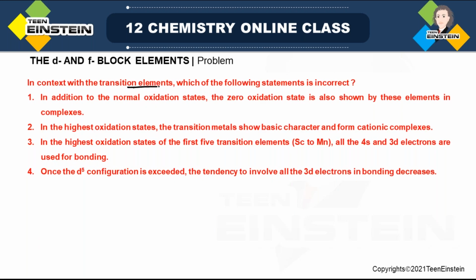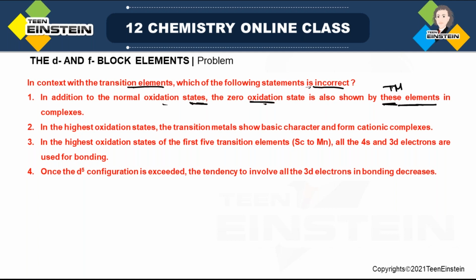In context with the transition elements, which of the following statements is incorrect? That means all four statements given are related to transition elements, and we have to find out the wrong statement. One of these four statements will not be correct. First statement: in addition to the normal oxidation state, the zero oxidation state is also shown by these elements in complexes. These elements means transition metals we are talking about.